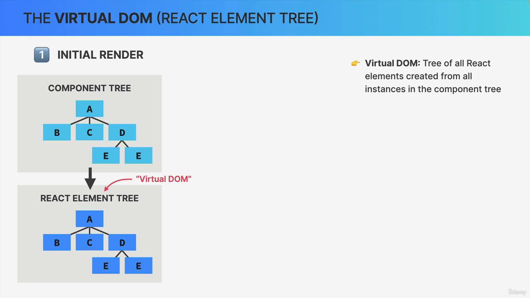So the virtual DOM is just a tree of all React elements created from all instances in the component tree. And it's relatively cheap and fast to create a tree like this, even if we need many iterations of it, because in the end, it's just a JavaScript object. Now, virtual DOM is probably the most hyped and most used term when people describe what React is and how it works. But if we think about it, if the virtual DOM is just this simple object, it's actually not such a big deal, right?